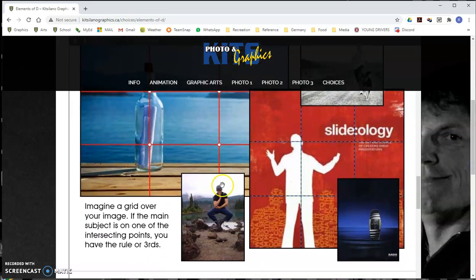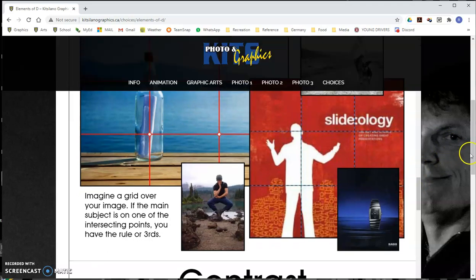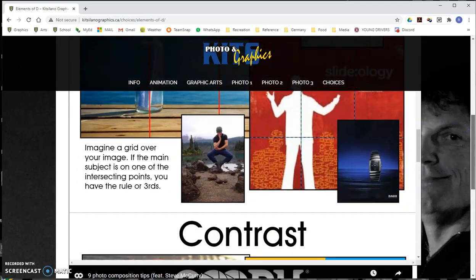And that also works for layout, or the way this image is cropped of him jumping with this pose. So that makes your photo more interesting than if you put the subject smack in the middle of the photo. That's called the rule of thirds. So try to follow the rule of thirds while you're taking those photos. So there's other elements of design, but we won't worry about them for this assignment.